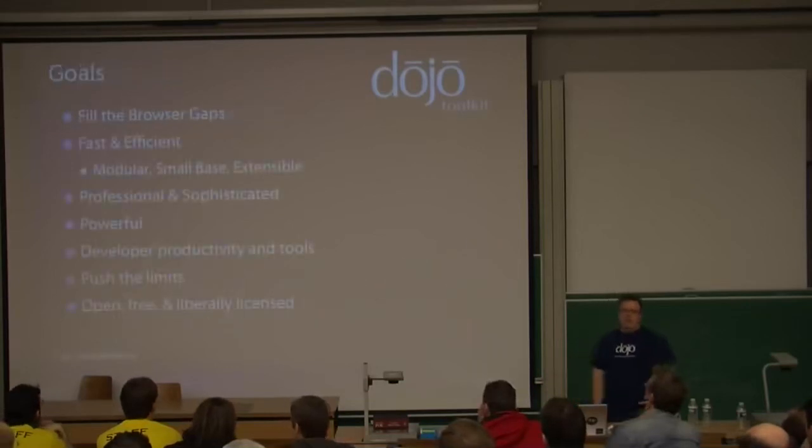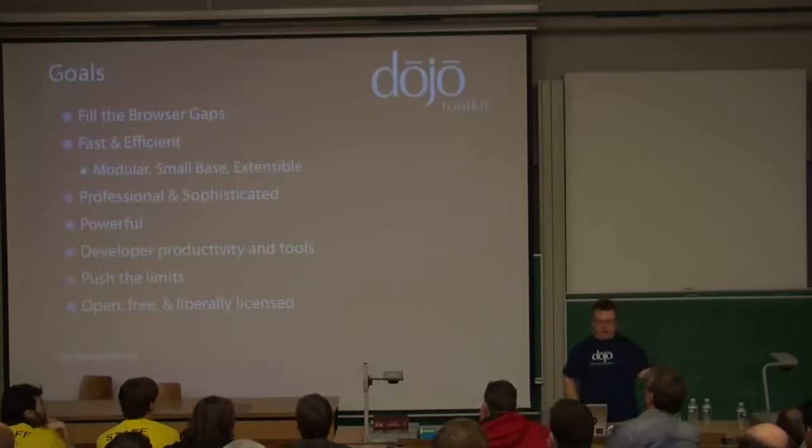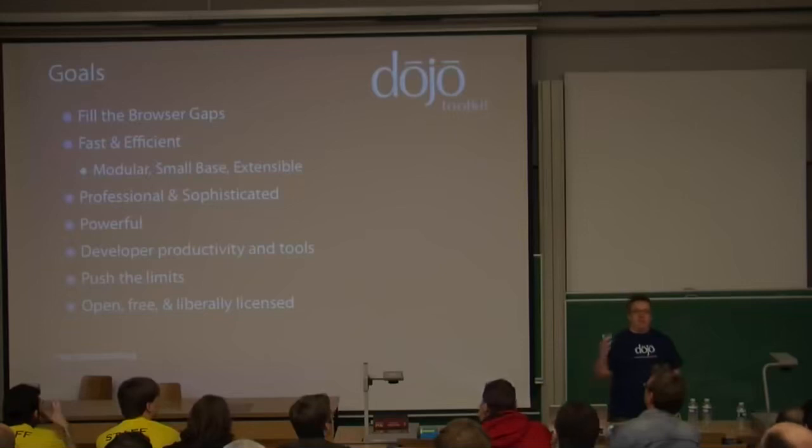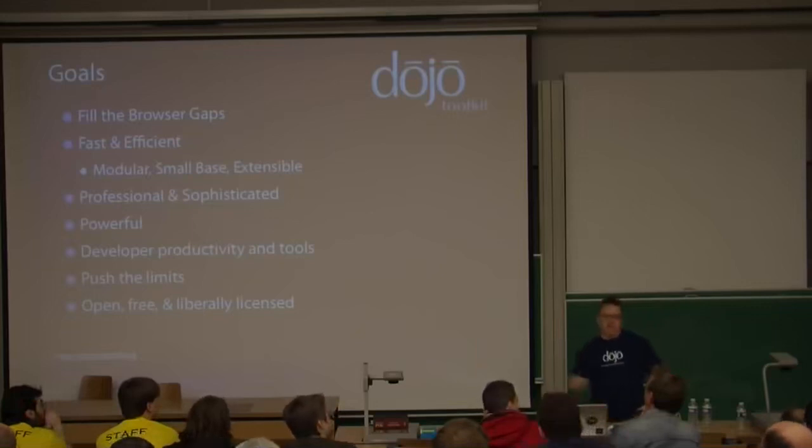So Dojo has goals, right? It fixed those things I was just describing about the browser gaps, development gaps. Be fast and efficient, right? Performance is what everyone cares about. If your application's slow, you're going to move on to another toolkit. Or someone's going to tell you to choose Silverlight or Flex, which is not necessarily faster, of course.